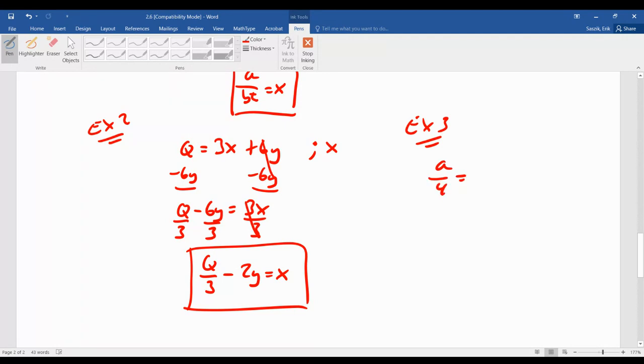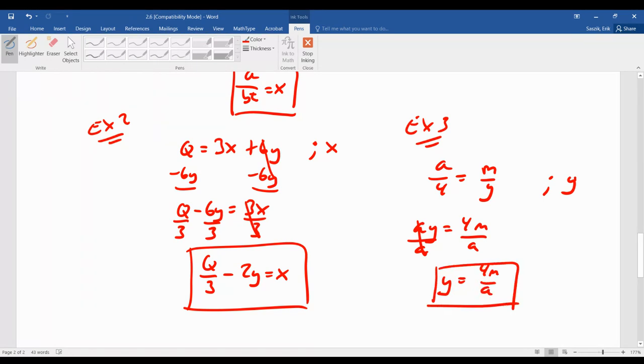A over 4 equals m over y. We're going to solve this for y. So what we're solving for is in the denominator. So I'm hoping when you see this fraction equal a fraction, you think of cross multiplying. We want to get y by itself, so we divide by a. There we go. 4m over a.